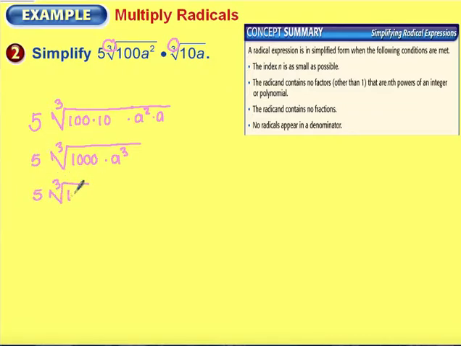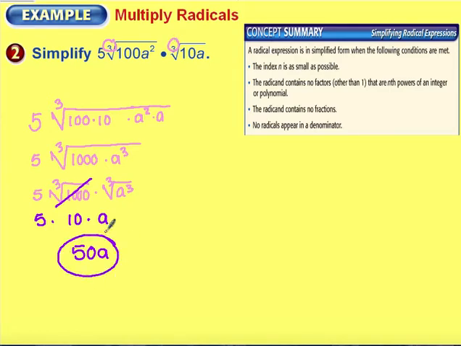I have the cube root of 1,000 and the cube root of a cubed. When I complete that work, this is going to create a 10, the cube root of 1,000, and the cube root of a cubed is going to be a. So I have 5 times 10 times a, or simply 50a. Now, since that came out of a cube root, I don't have to worry about absolute values. So I am completely simplified at 50a.